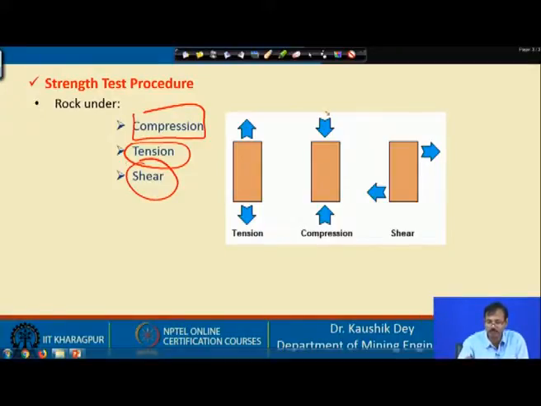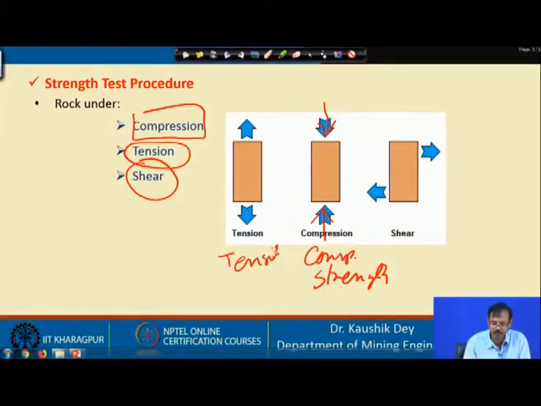So, this is the compressive, when we allow the rock specimen to be subjected to a compressive load and see the load at which the rock fails, which is considered the compressive strength. And if we subject it to tension, then it is called tensile strength. But shear is a little bit difficult. We carry out shear tests, either a direct shear test or through the triaxial test.